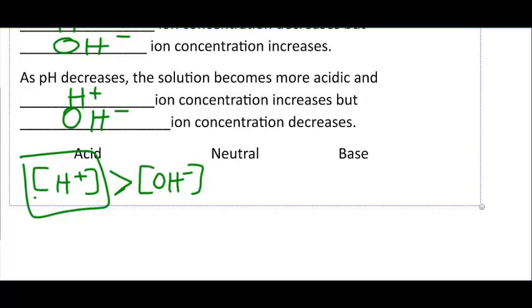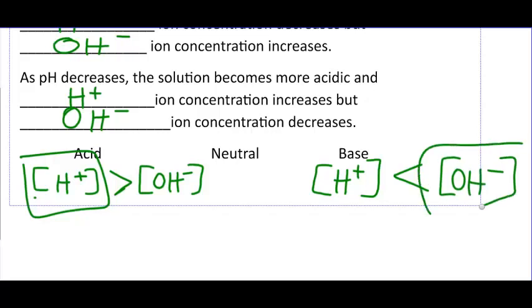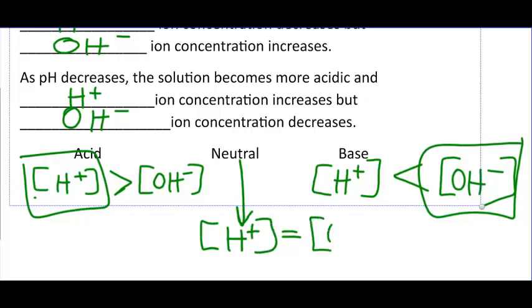In a base, it's opposite. In a base, the concentration of H+ is less than. Do you know your signs? Less than the concentration of OH-. So base is all about the hydroxides. Acid's about the hydrogens, base is about the hydroxides. If you are neutral, they are equal. So in a neutral solution, the concentration of H+ equals the concentration of OH-.